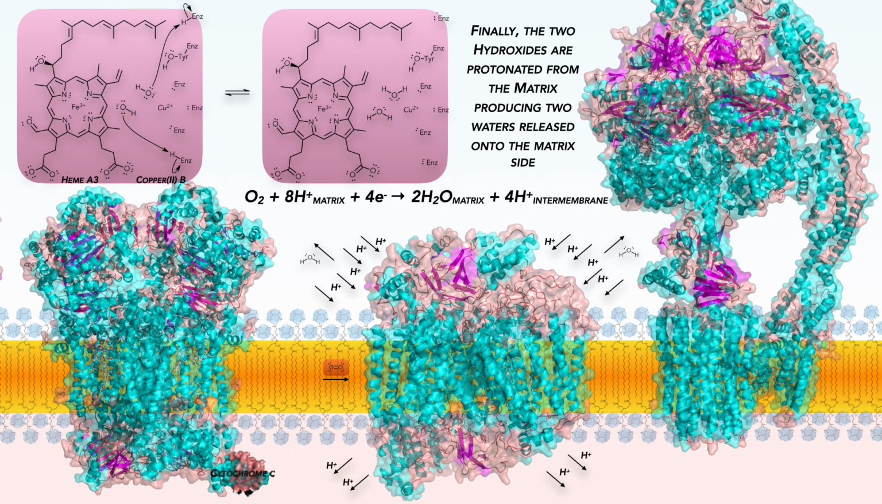Finally, four chemical protons from the matrix convert the two oxygen atoms into two molecules of water. Combining both pumping and chemistry gives the overall reaction shown below. Notice that not all matrix protons have the same fate. 4 become part of water, while 4 are transferred across the membrane to strengthen the proton gradient.